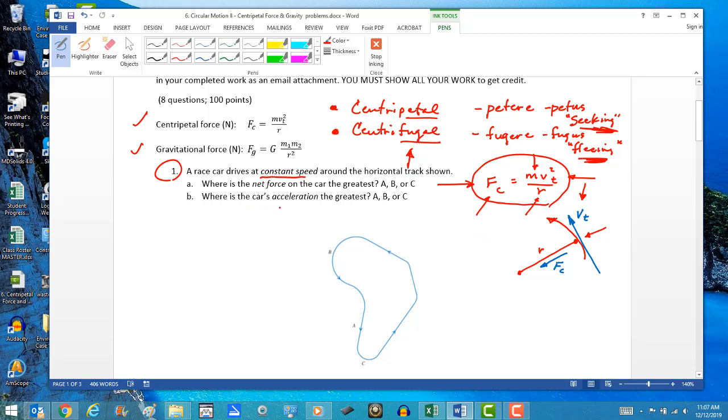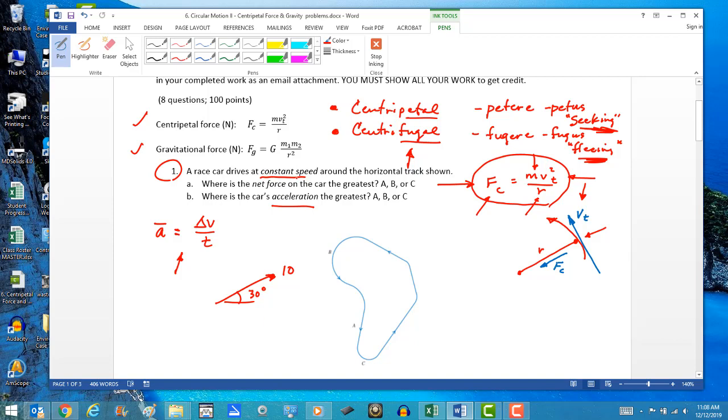Now, it goes on, where is the car's acceleration the greatest? Okay, think about the formula for acceleration. Average acceleration is change in velocity over time. What is velocity? Velocity is a vector. It has magnitude, and it also has some kind of direction. So you have to say, 10 kilometers per hour at 30 degrees or something like that. It has both magnitude and direction.